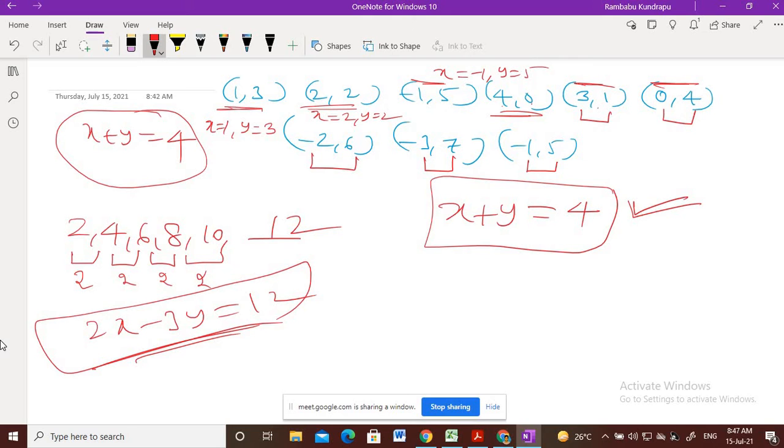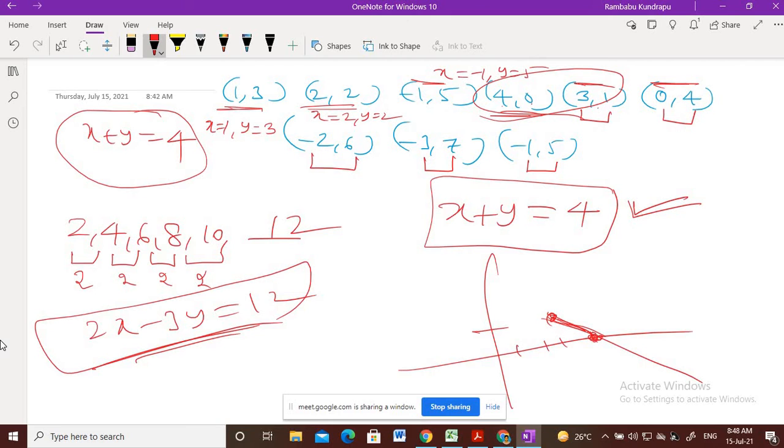Take any two solutions. For example, if I take 4 comma 0 and 3 comma 1, see, 4 comma 0 is this, and 3 comma 1 is somewhere here. These 2 points are enough to draw the graph. Just join these 2 points and extend it, just extend like this. That's it. Automatically you will get the graph of the equation.